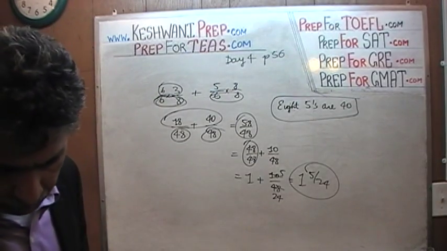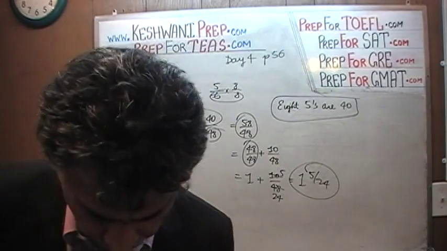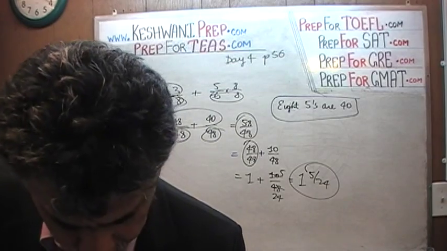Let's do the next one, shall we? What number was this? 3/8 plus 5/6, that was number 2. Let's do number 3.